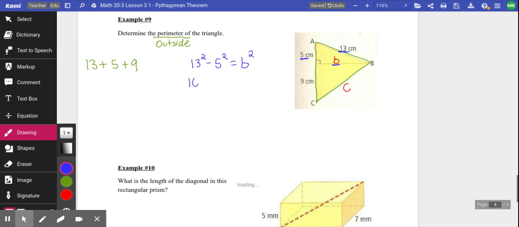13 squared is 169. 5 squared is 25 equals b squared. You subtract those, you get 144 equals b squared. And we always square root as our last step to get 12 equals b. That means I now know this side is 12. If I know this side is 12, I can then do Pythagorean theorem on the bottom half of this triangle. So I can do a squared plus b squared equals c squared on the bottom part of this triangle.